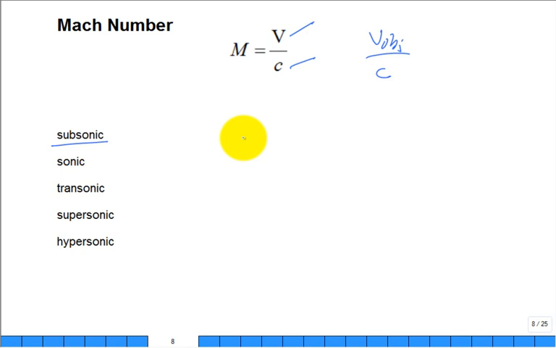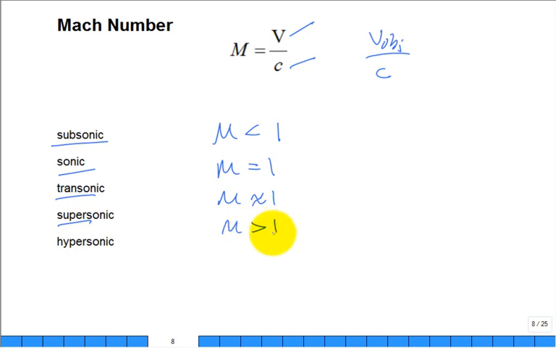What happens if it's subsonic? Mach is less than 1. Sonic, Mach is 1. Transonic, Mach is around 1. A little below, a little above, it's in that transonic region. Supersonic, Mach number is greater than 1.